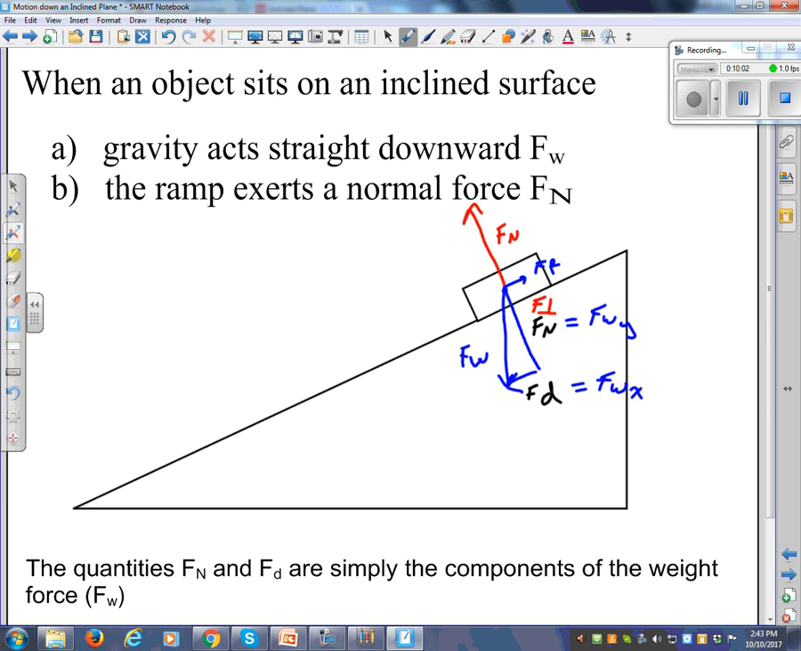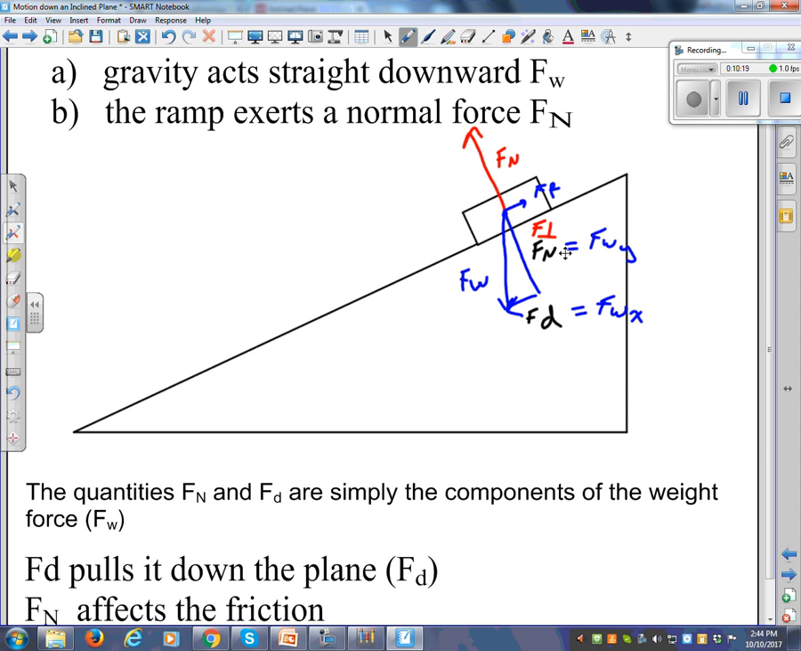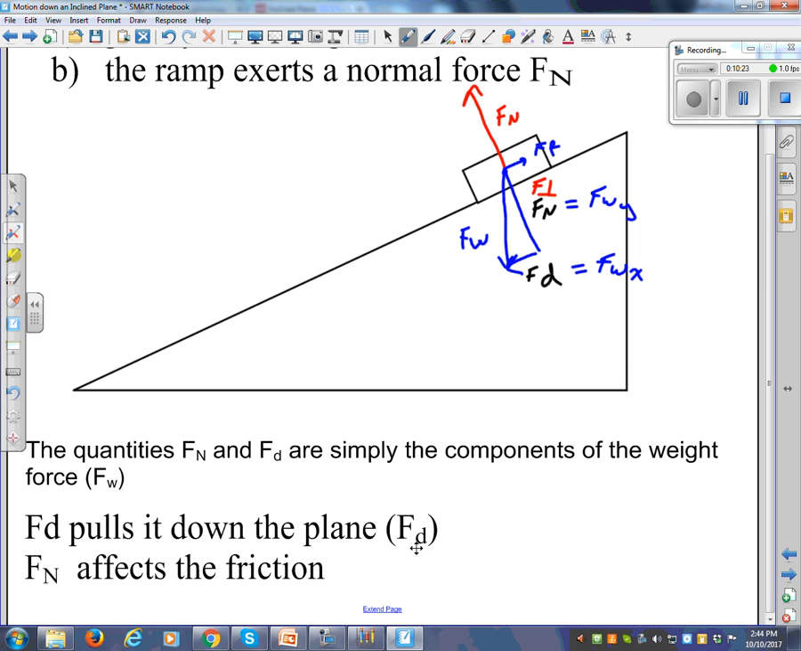I've given you a lot of different versions of it. I get that I might have confused you, so I'm going to simplify things here. Once you see the formulas, it'll be fine. Some people will go, okay, I get it, and some people say, I don't get it. You probably don't need to get that, but some of you should. What I'm saying is that these are simply components of the weight that pull it down the ramp. FD pulls it down the plane, and FN affects the friction.